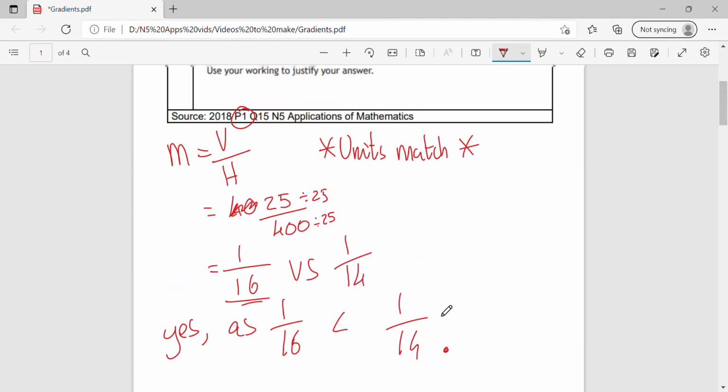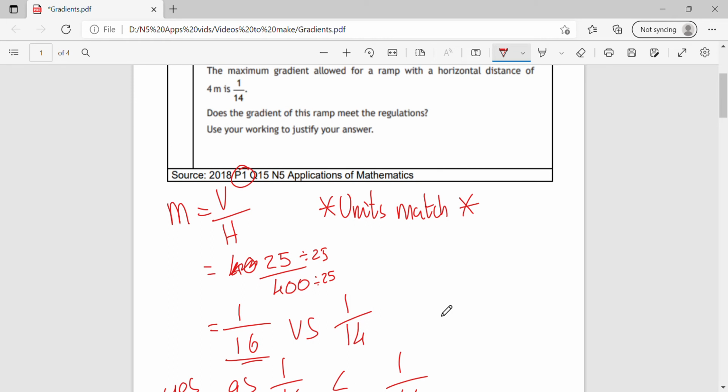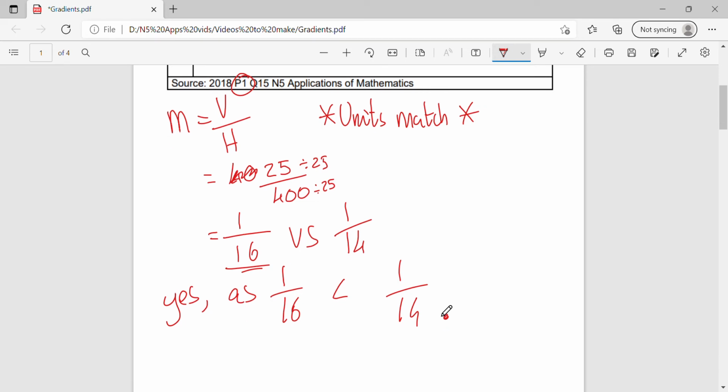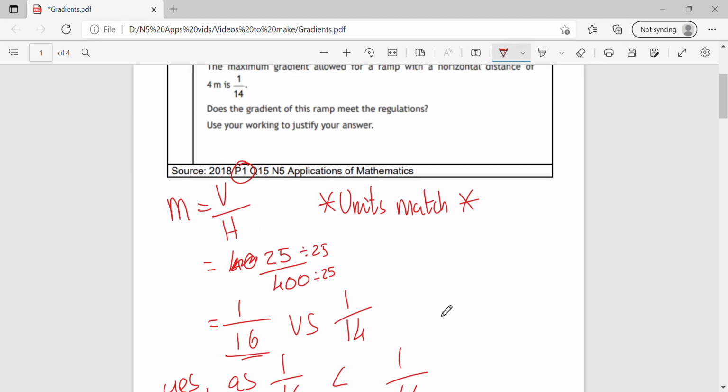Okay, so we need to make sure units matched up, but then we're given the formula. If it's a fraction and it's paper 1, simplify it as far as possible and then make that comparison. When you're making your statements, please ensure that you do actually make a comparison between the numbers. Don't just write yes or no. Make sure you justify it.